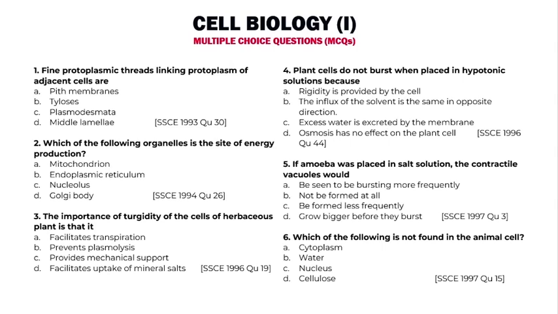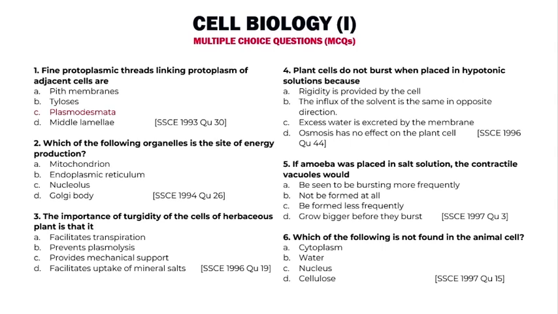Question number 1. Fine protoplasmic threads linking protoplasm to adjacent cells are. So the question is demanding that fine protoplasmic threads that link protoplasm to the adjacent cells are called. The fine protoplasmic threads that link protoplasm together is what we call the plasmodesmata.